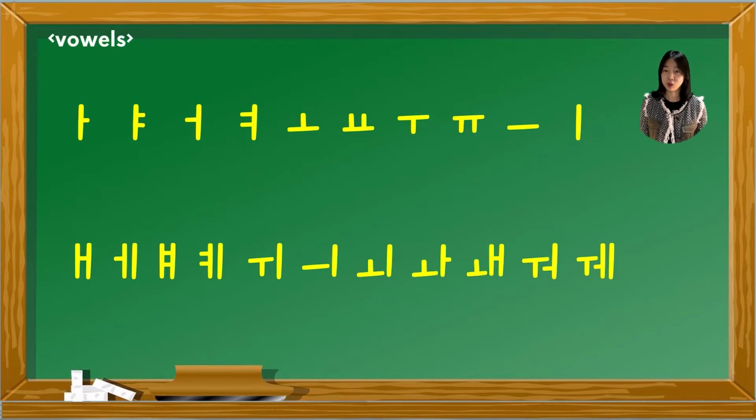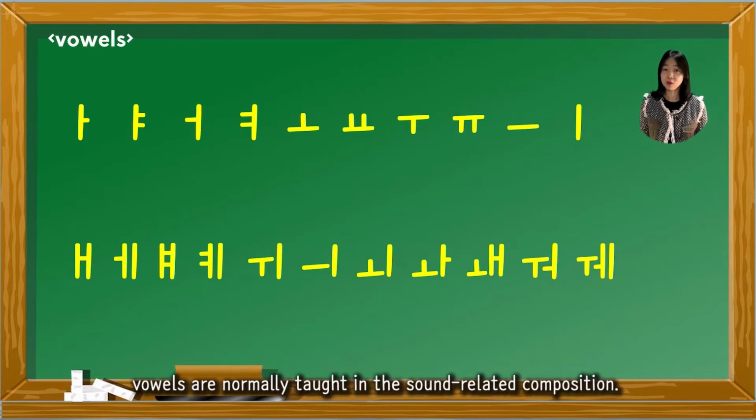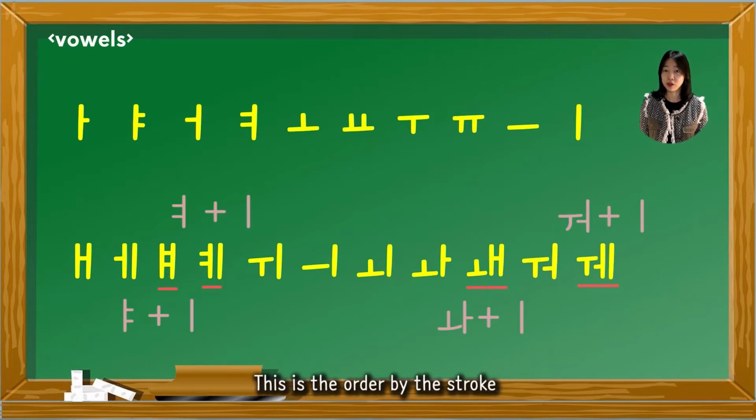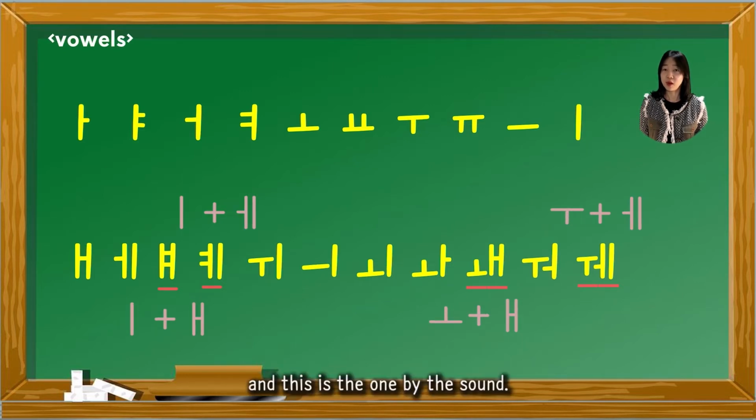However, when you associate them with sound, the composition changes. In the institutions that teach Korean, vowels are normally taught in the sound-related composition. Examples of the configuration are as follows. This is the order by the stroke, and this is the one by the sound.